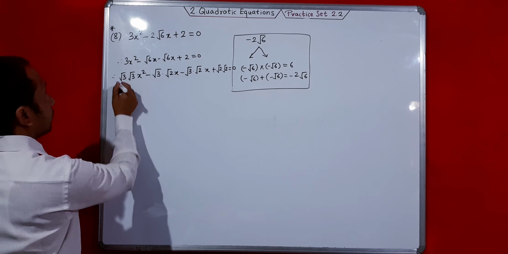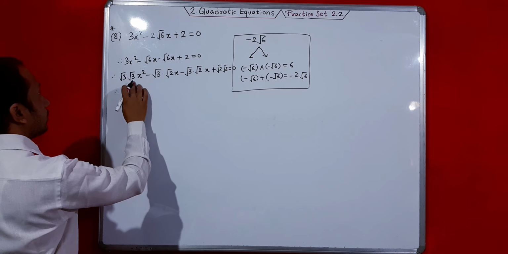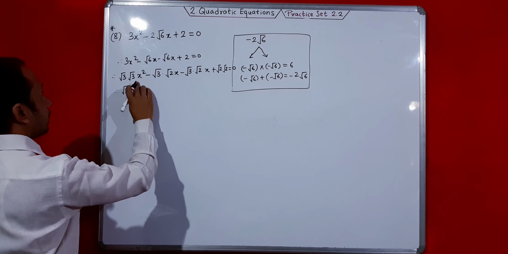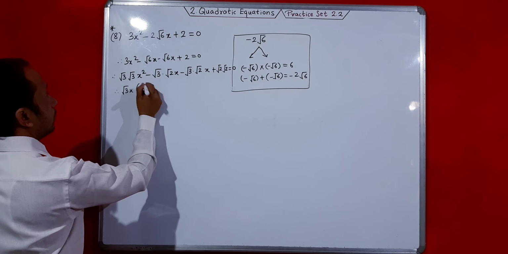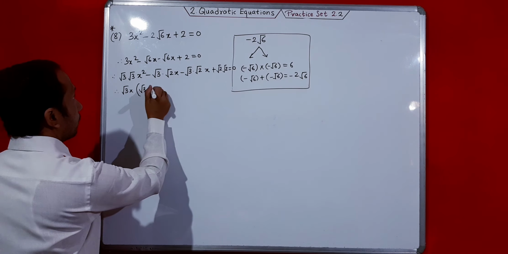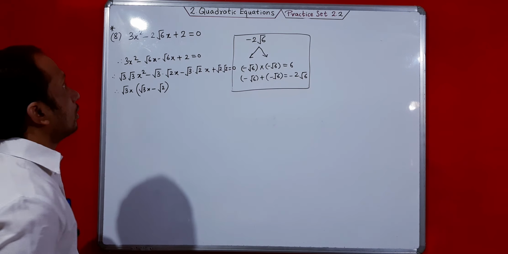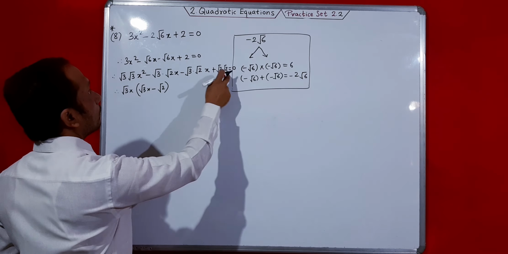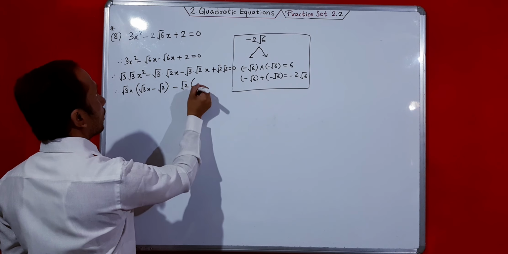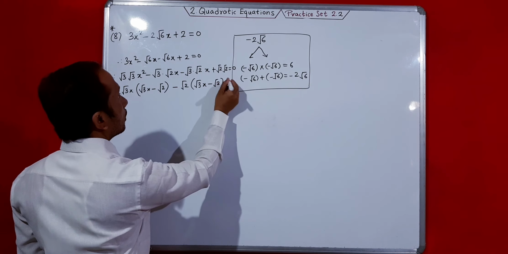Now from this, if I take root 3x out of the bracket, in the bracket I will get root 3x, because 1 is taken, and here I will get minus root 2. So this is first. Now in this case, what I will take out of the bracket is root 2. So minus root 2 I will take out of the bracket. So I will get root 3x minus root 2 here, is equal to 0.